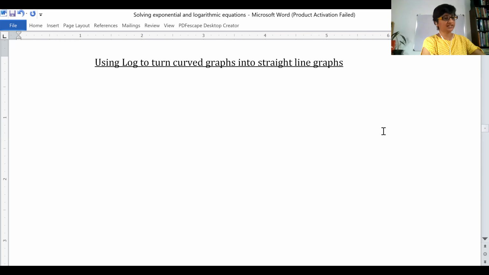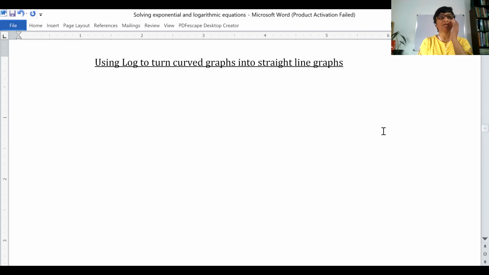We are going to learn how we can change two types of graphs, which are curved. If you graph a function which has a curve graph, how can we turn that into a straight line by using log? I will tell you where this is used. Why are we even doing that? Why do we want to turn a curve graph into a straight line?